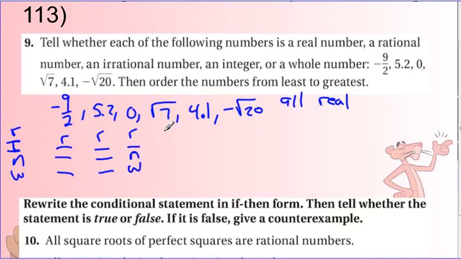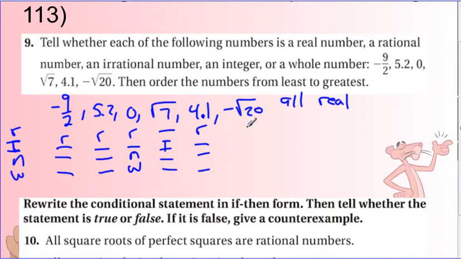Square root of 7. It is not rational because the square root does not come out pretty. So it's not rational. It is irrational. It is not an integer. It is not a whole number. 4.1. It is rational. 410 over 100, or 41 over 10 would also work. It is not irrational. It is not an integer. It is not a whole number.